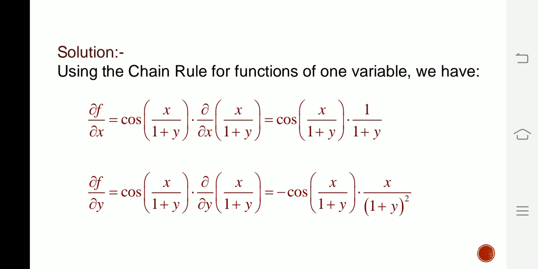So we get the answer cos of x upon 1 plus y into ∂/∂x of x upon 1 plus y, which is equal to cos of x upon 1 plus y into 1 upon 1 plus y. Similarly, ∂f/∂y is equal to minus cos of x upon 1 plus y into x upon (1 plus y) square.